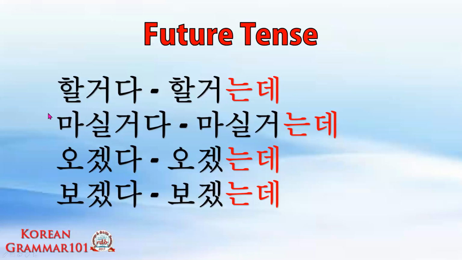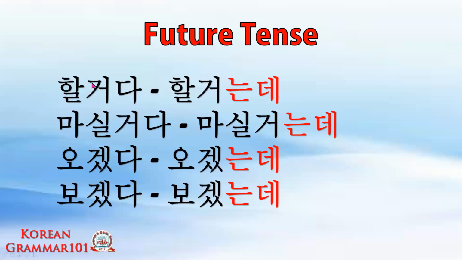Okay, next is mashilgoda. Mashilgoda, the root word is mashida, that is to drink. So that means mashilgoda, that means I will drink. That is the future form. So if you conjugate nunde, again, very easy. All we have to do is to drop the verb stem da and attach the nunde. So mashilgo nunde. Okay, next.